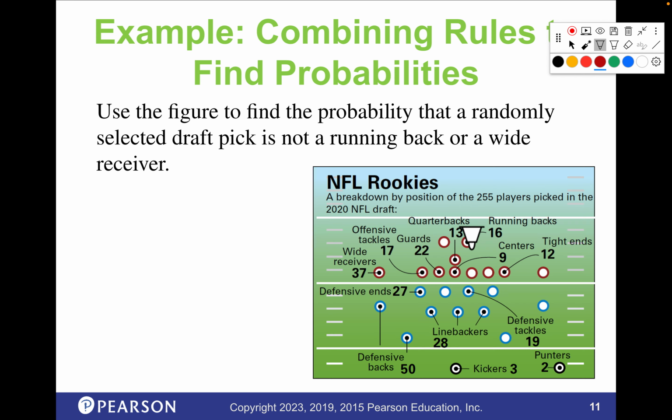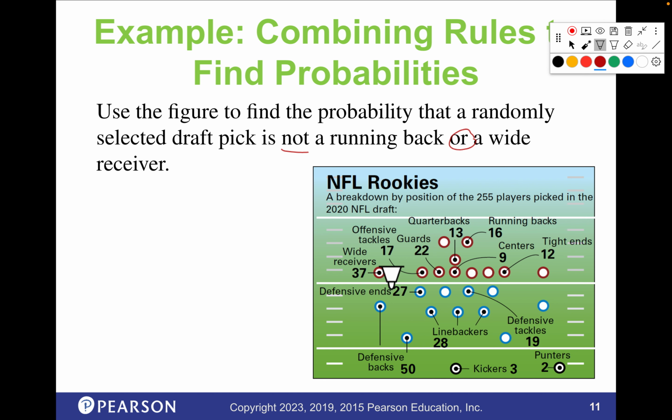So let's do one last application. Use the figure to find the probability that a randomly selected draft pick is not a running back or a wide receiver. So you see all this data. Do we want to count all the not linebackers, running backs, or wide receivers? That'd be a lot of counting, wouldn't it? So what if we count the number of running backs and the number of wide receivers? That's only 2. We could add those together because it's an OR probability. And then we want that to not happen, so we subtract that from 1 or subtract it from 100%. A lot easier than trying to count everything else.